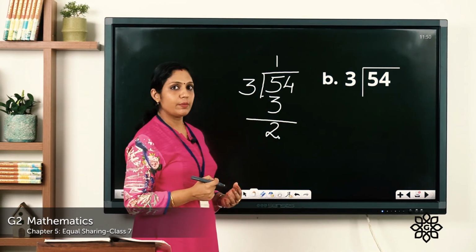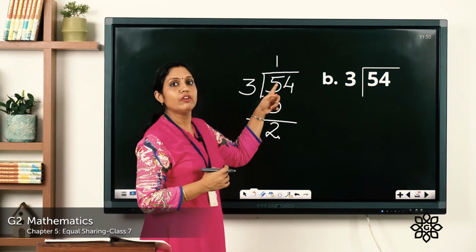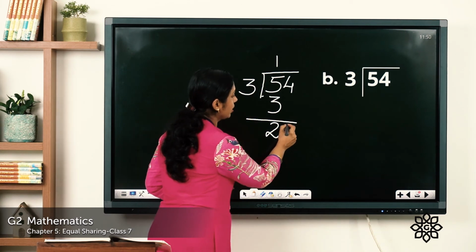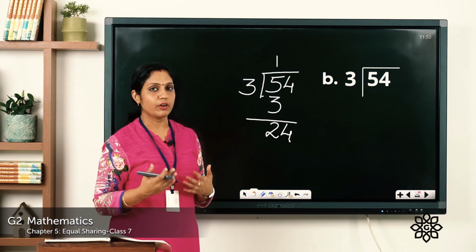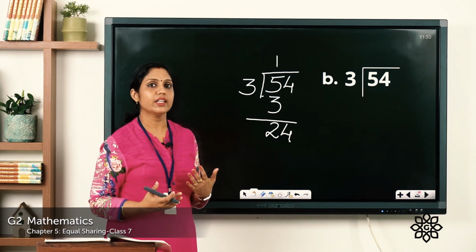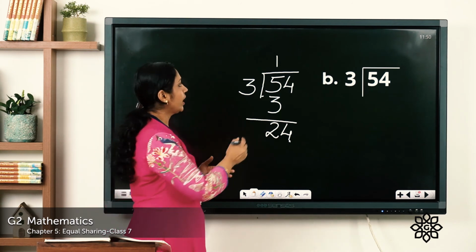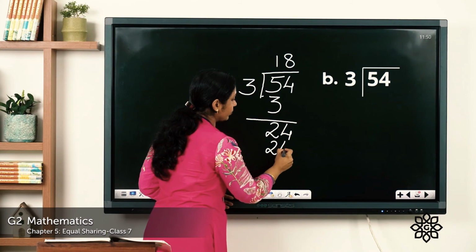Now next step, bring that 4 down because we have the number 54. We divided only the number 5. Now bring that 4 downwards. Now how much did you get? You got the number 24. Check the table of 3 again. How many times do you get 24 in the 3's table? 3 8s are 24. So that 8 on top and 24 down.